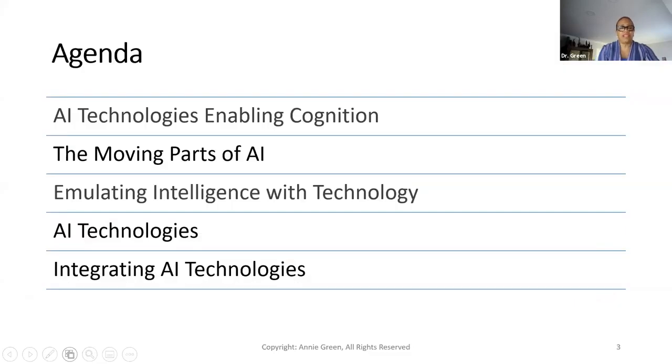I'm going to talk about AI technologies enabling cognition and also the moving parts of AI, because I want to show how this is complex, but it's up to us to put it into perspective so that it's more aligned with the business. We want to emulate intelligence with technology, so we're going to talk a little bit about that, and then we're going to look at some of the AI technologies and then the integration of AI technologies.